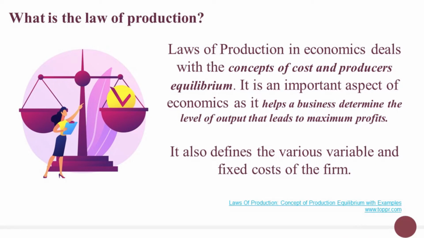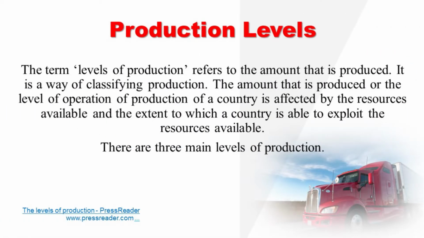What is the law of production? The law of production in economics deals with the concepts of costs and procedures for equilibrium. It is an important aspect of economics as it helps a business determine the level of output that leads to maximum profits. Production levels. The term levels of production refers to the amount that is produced.